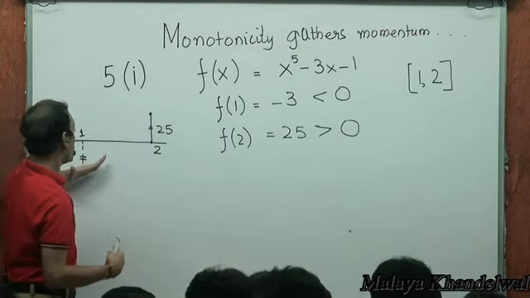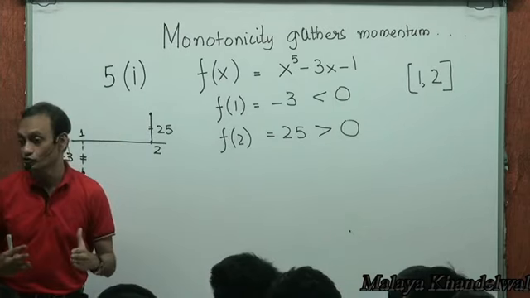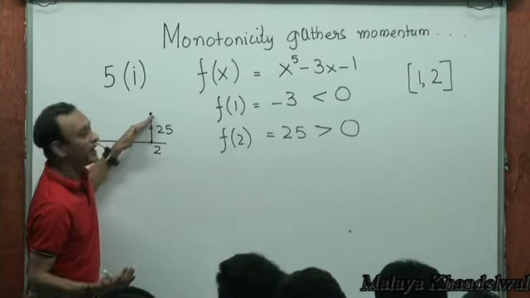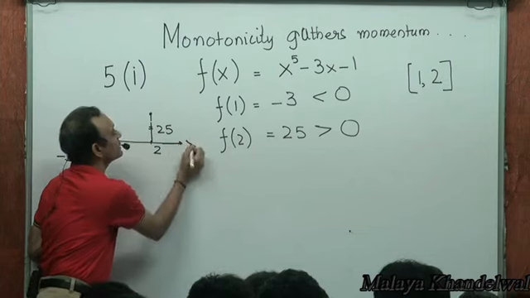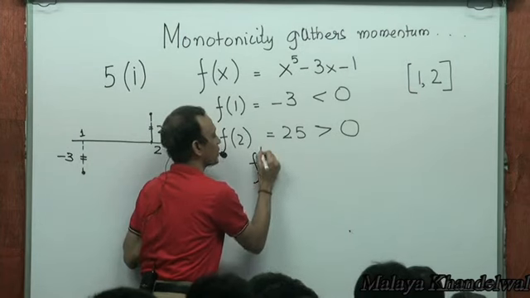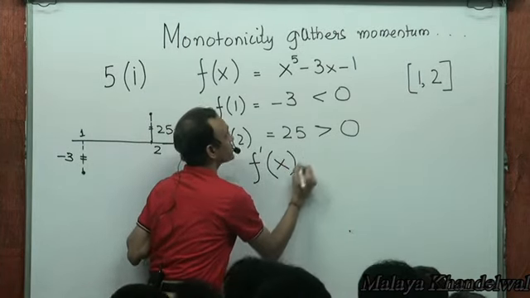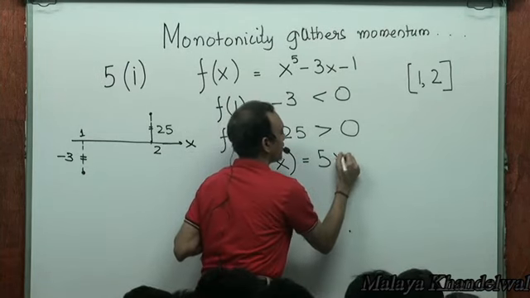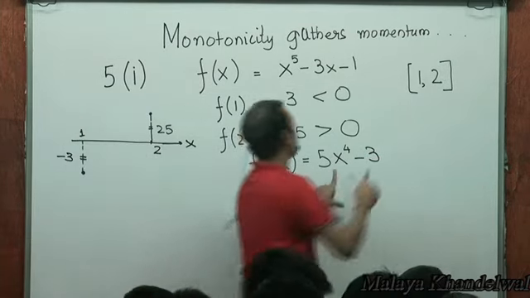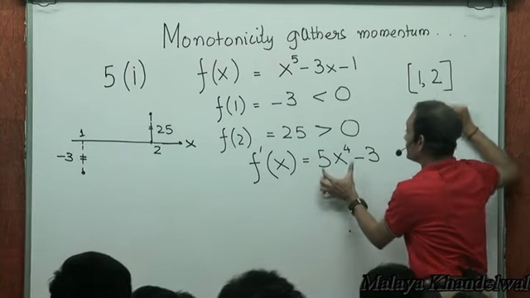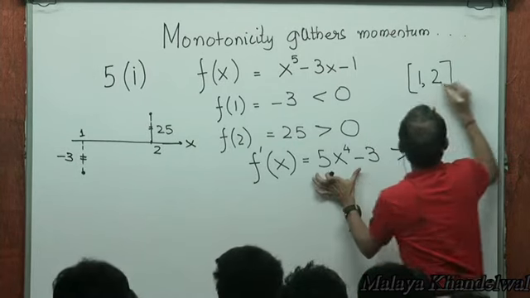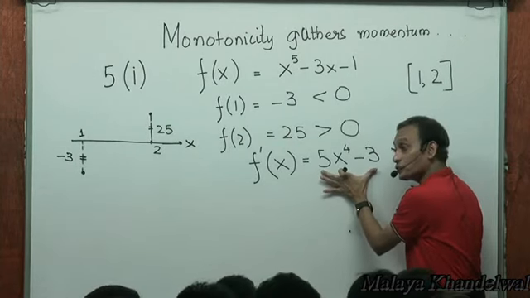So if I can show that f'(x) is positive in the interval 1 to 2, then the problem is taken care of. If f'(x) is positive, f(x) would be monotonically increasing and it will cross the x-axis exactly at one point. So all that you need to examine is f'(x). f'(x) is 5x^4 minus 3. Very clearly, when x is greater than 1, this will be greater than 5, which is greater than 0. Yes or no? So when x lies in the interval 1 to 2, f'(x) is positive.